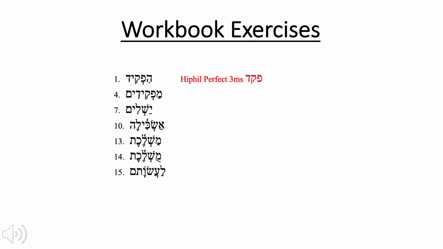Right off the bat, Van Pelt is tricksy here in number 1 because this is a hifil, not a hafal. You can see the hirik under the hey and the hirik yod after the kof. This is a hifil perfect 3ms from pakad. What about number 4?